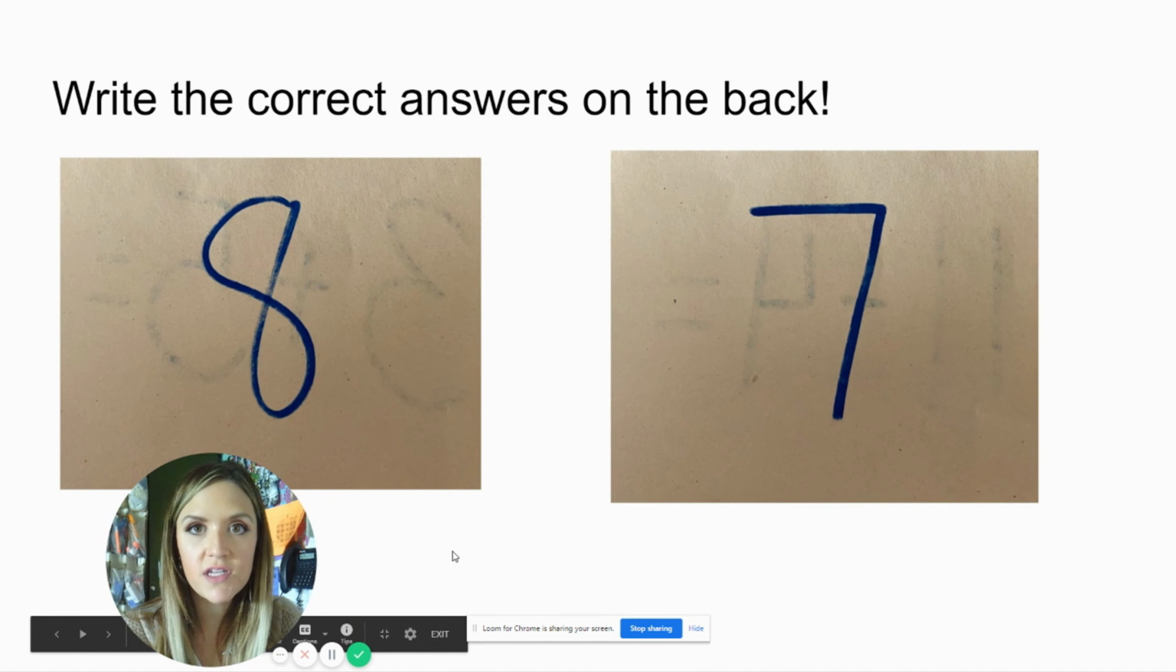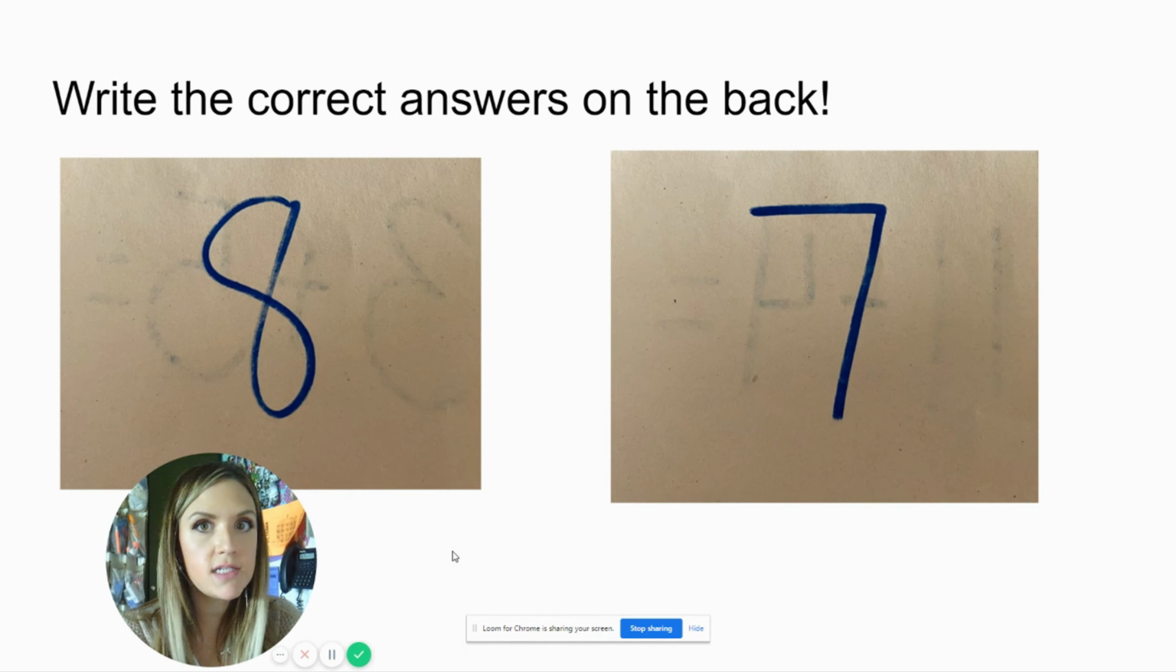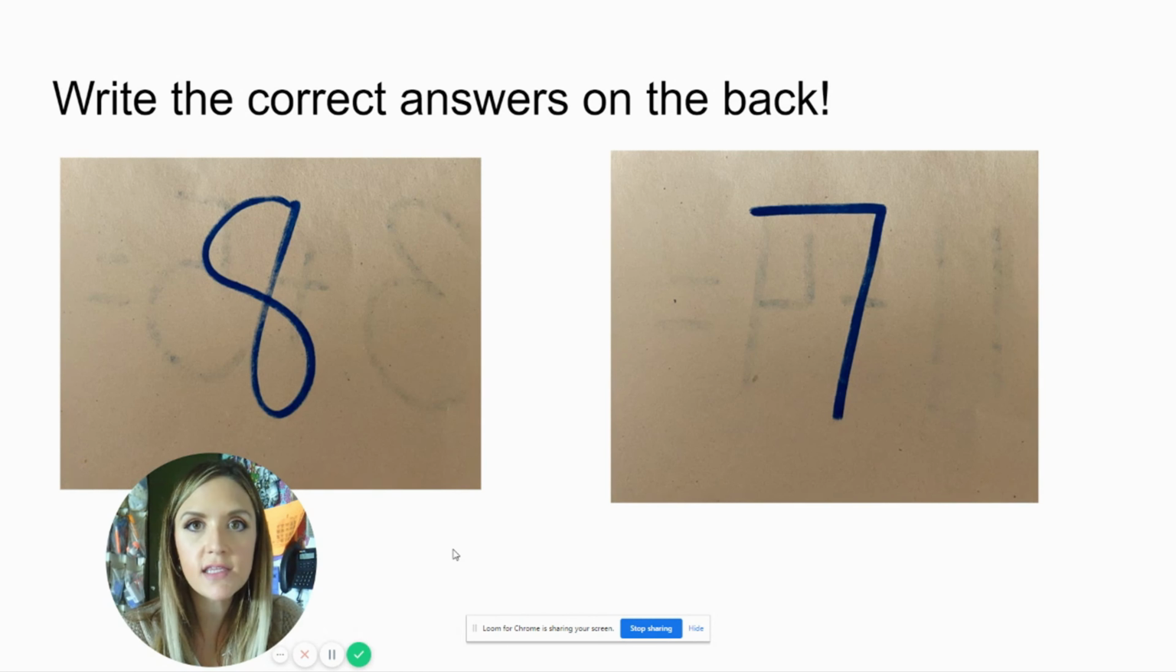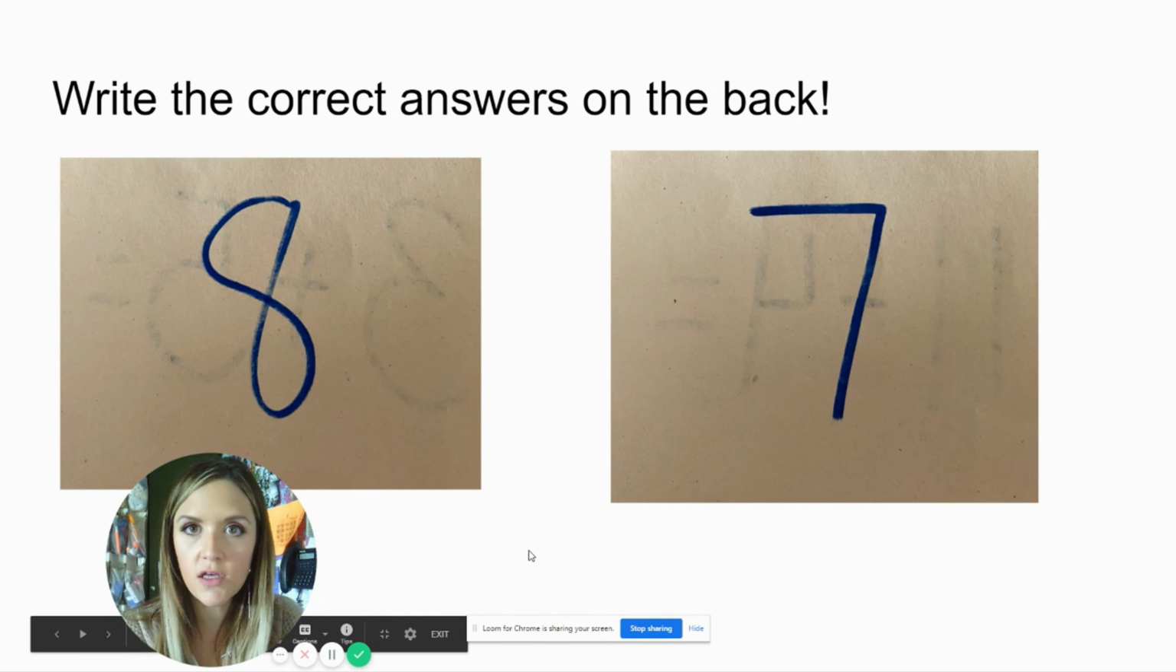Okay, now that you've filled in the front of all of your flashcards, now you need to flip them over and you need to write the correct answer on the back of the flashcard. If you need a parent's help with this, that's okay. You can ask them what the correct answer is before you put it on the back of the card. Go ahead and press pause and fill in all your answers on the back of your flashcards right now.